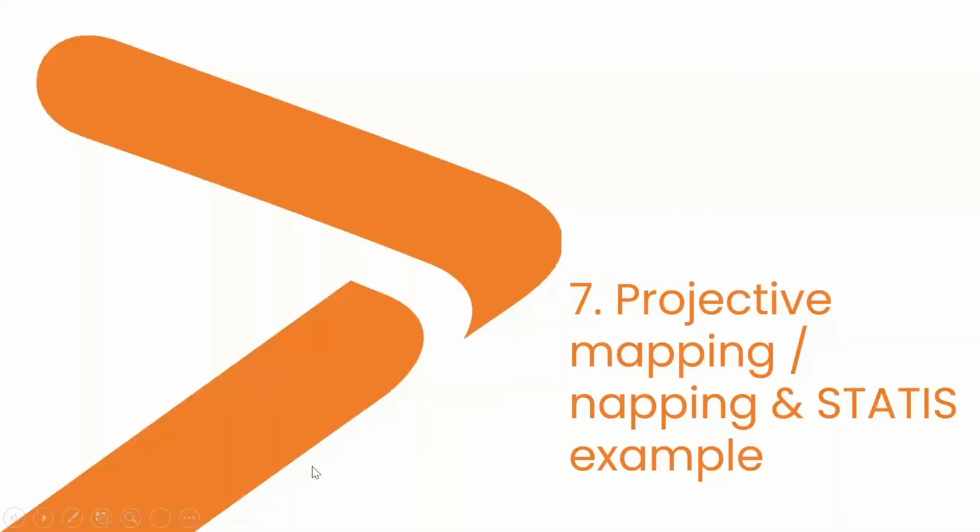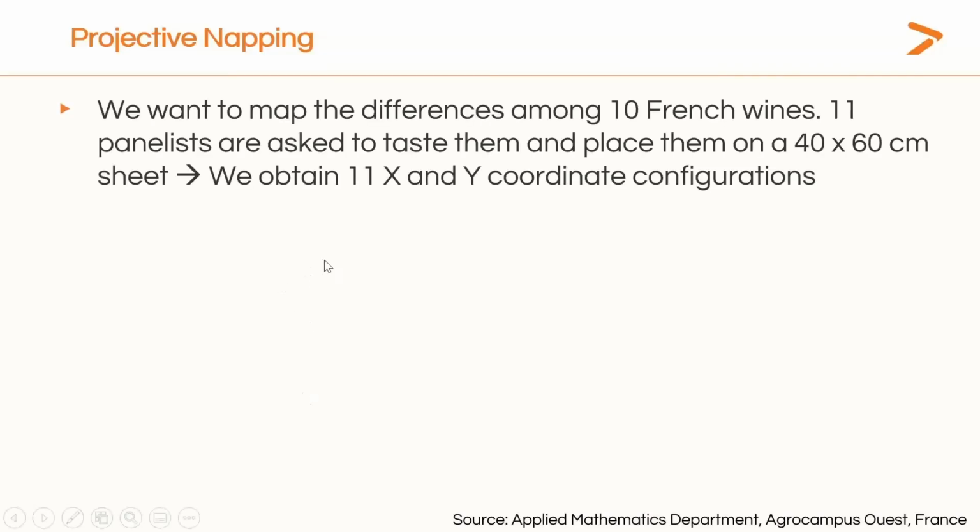So now that we've compared two products, let us switch to another method, which will allow us to map the distances between several products. We'll be using projective mapping and analyzing the data using STATIS. So we want to map the differences among 10 French wines. 11 panelists are asked to taste them and place them on a sheet. And you obtain, thus, 11 X and Y coordinate configurations.